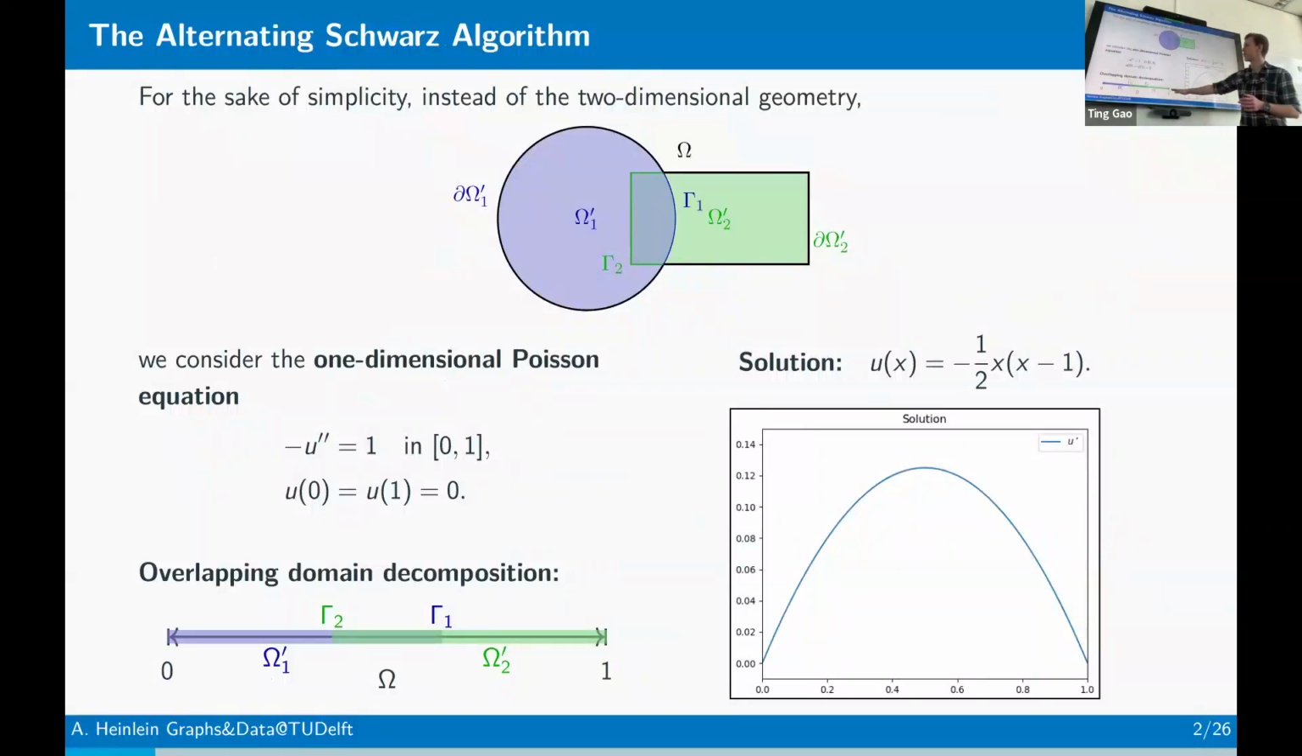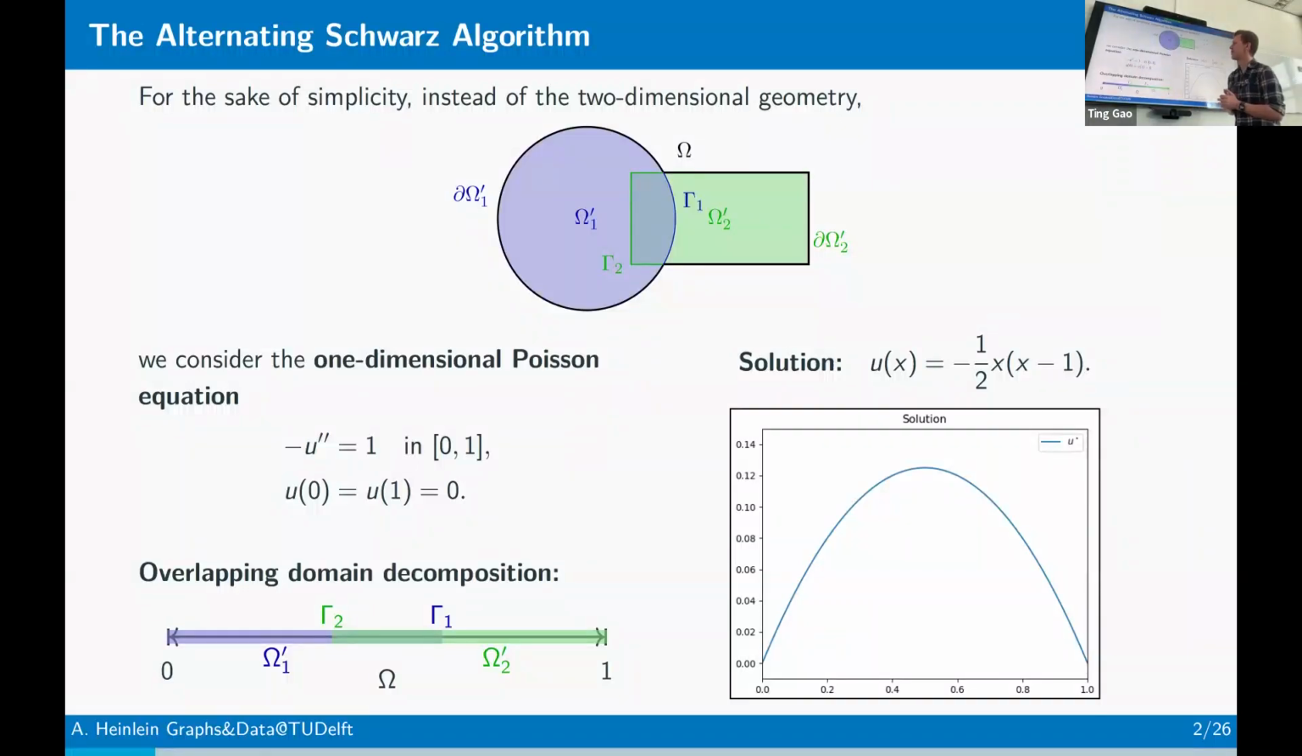So I'll go to a very simple problem. Unfortunately, there are a few differential equations in my talk, but I hope it's all relatively understandable. So here, instead of taking this domain, I take this domain. It's just an interval, and I decompose it into two overlapping subintervals. So this is a simplification of what we see there. Just a 1D thing.